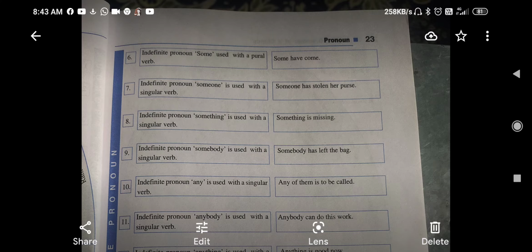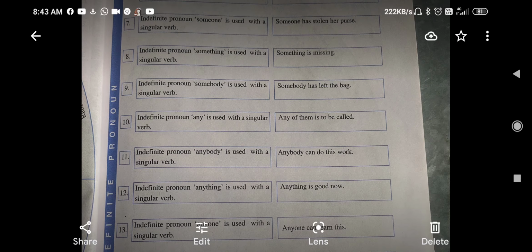Indefinite pronoun some is used with plural. For example, some have come, not has. It is used with plural. Indefinite pronoun someone is used with singular. For example, someone has stolen. Indefinite pronoun something is used with singular. Indefinite pronoun somebody is used with singular. There are also examples, you can see them also.